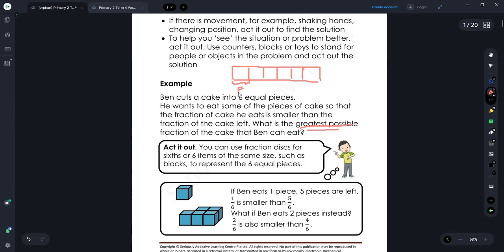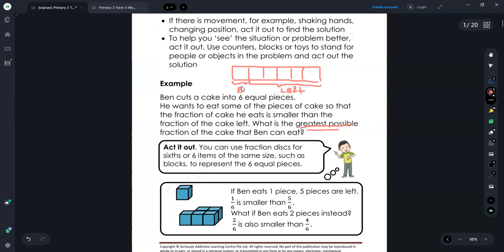What's happening here? With 1 piece, the fraction of cake he eats is smaller than the fraction of cake that is left. This is left, L-E-F-T. So this is one way. Does it make sense? Is that what the question is asking? First of all, yes, because what he eats is smaller than what is left. This is 1 out of 6, and then 5 out of 6 is left. But it says greatest possible fraction of cake that he can eat.